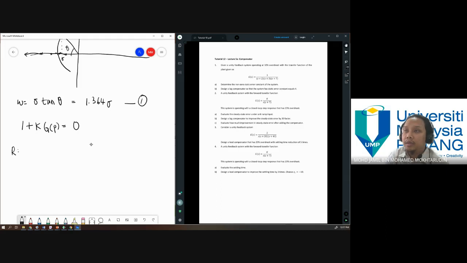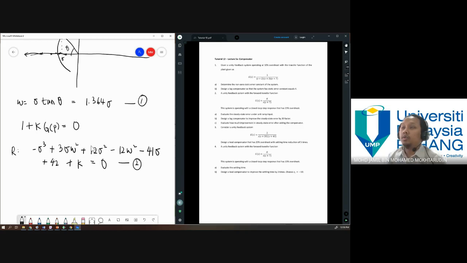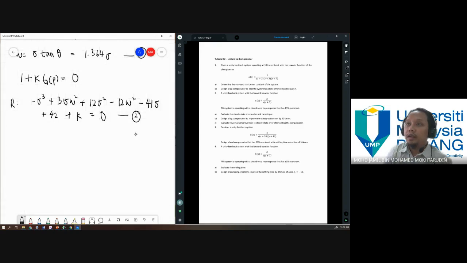So the real part, you get negative sigma cubed plus 3 sigma omega squared plus 12 sigma squared. So don't worry, in the final, we will give you the dominant pole, because the calculation is very long. Plus K. But you can try to calculate it by yourself later when you do the tutorial, or you can use symbolic lab. Okay? And then the imaginary part, you get 3 sigma squared omega minus omega cubed minus 24 sigma omega.